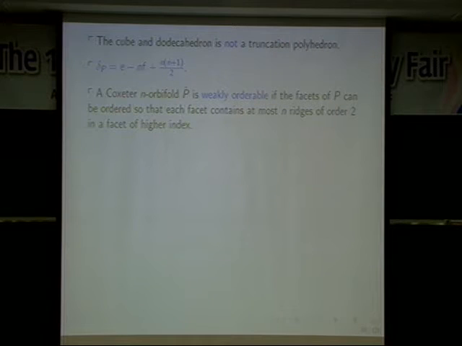I mean, the facet set of P can be ordered so that each facet contains at most n ridges of order 2 in a facet of higher index. In the previous definition, it was at most n ridges, which are of order 2, in a facet of higher index. In this case, the condition is just replaced by n. Okay, so we call this weakly orderable.